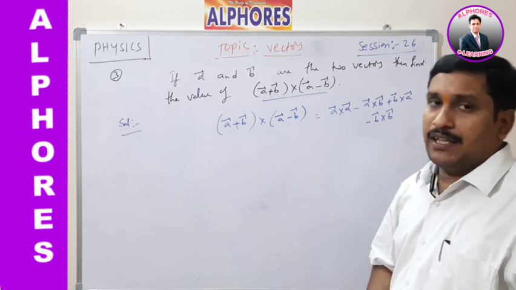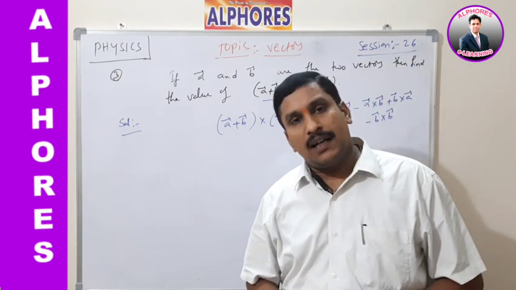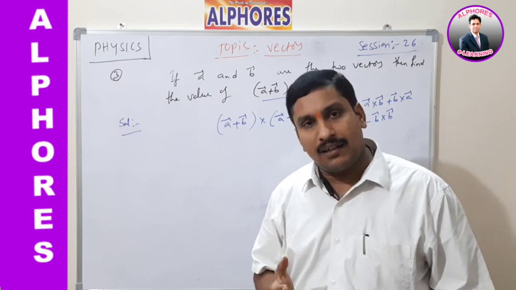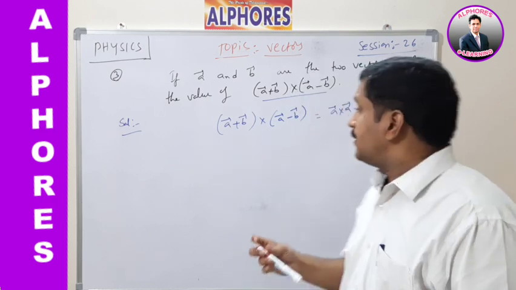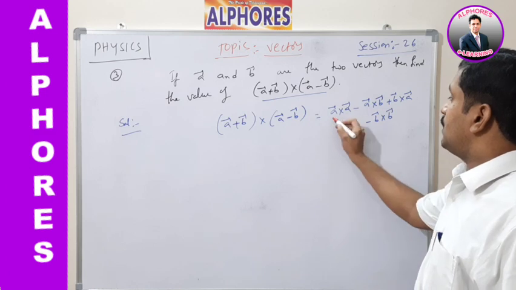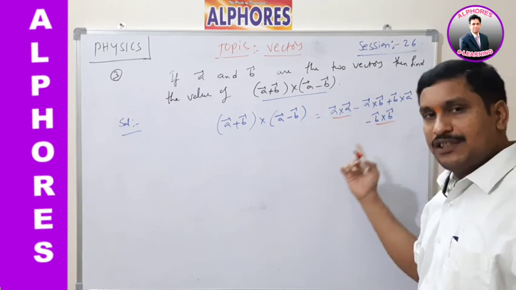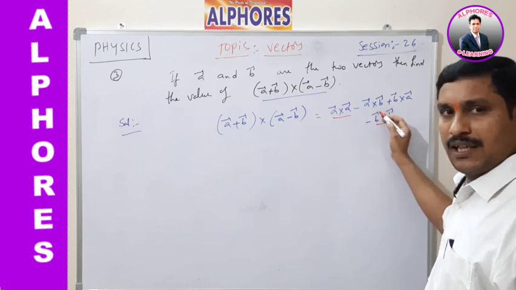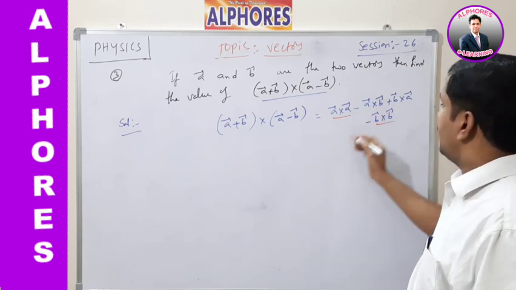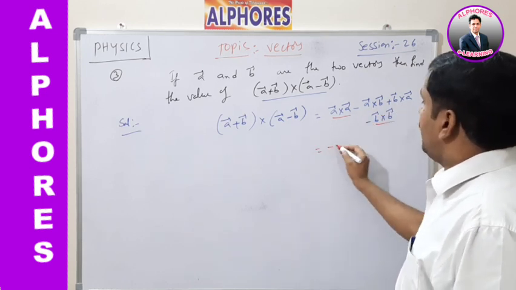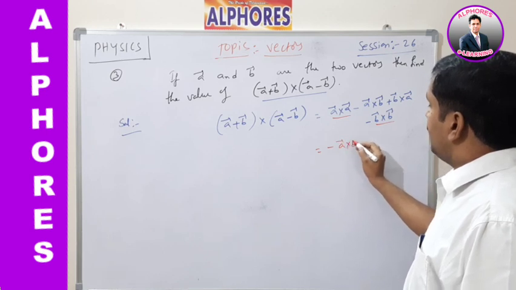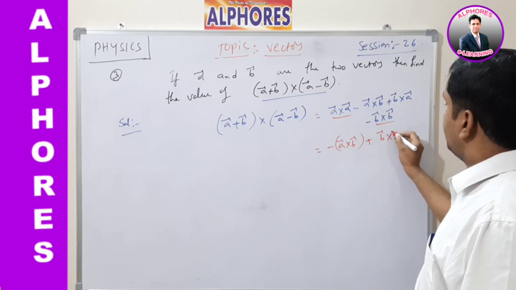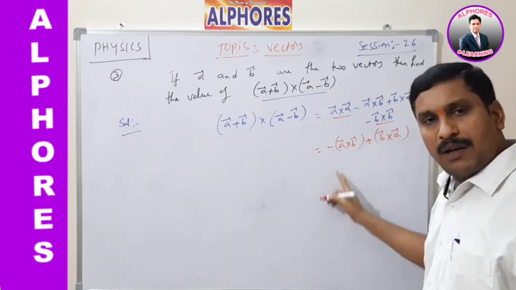We know already that the cross product of two parallel vectors is always 0. That means the cross product of these two terms is 0, so this term goes to 0 and this term also goes to 0, as per the properties. Now I am getting minus A bar cross B bar plus B bar cross A bar.